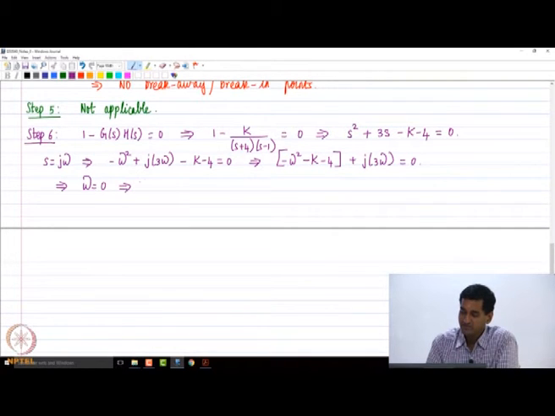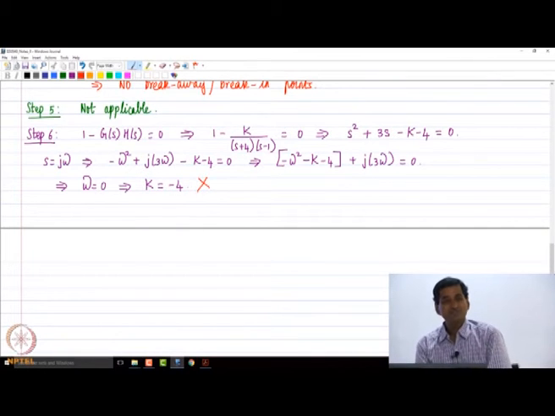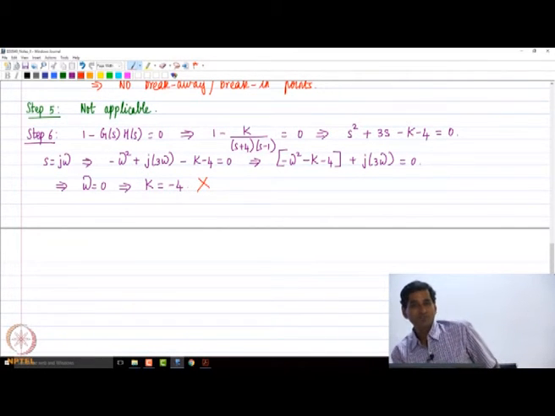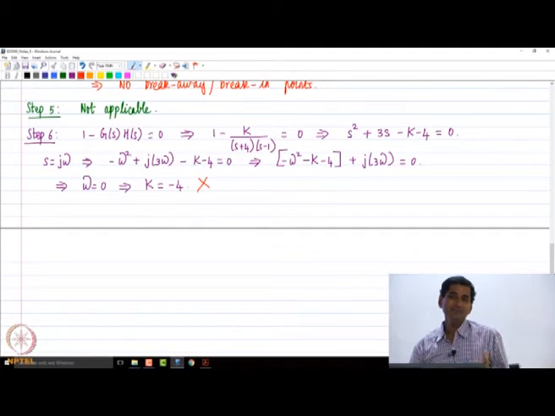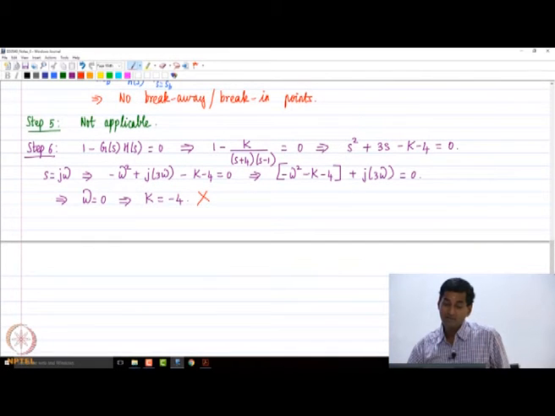This immediately implies that k should be minus 4. This is not possible once again, because k is negative. Of course, I need not even have done these calculations, because step 2 immediately tells me that there is no crossover point, because omega equal to 0, or s equals 0, is not a crossover point. But why should I still do this? Because I have to double check.